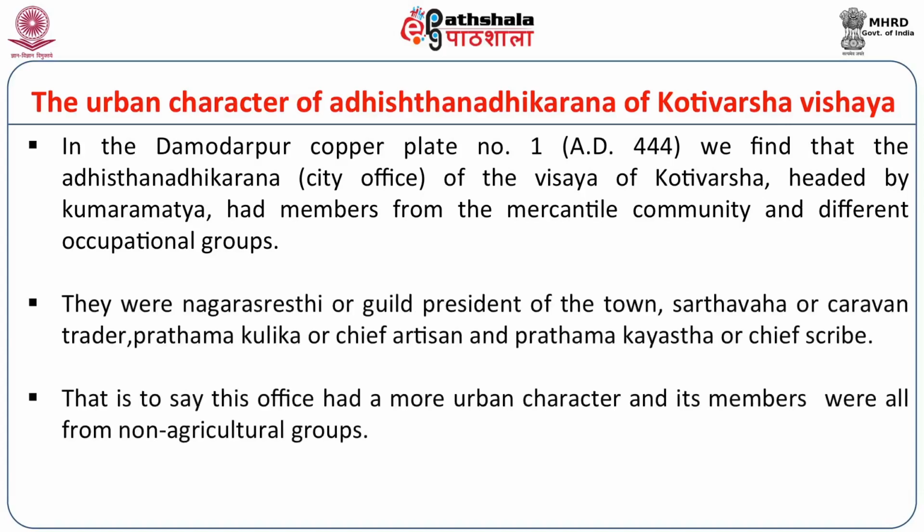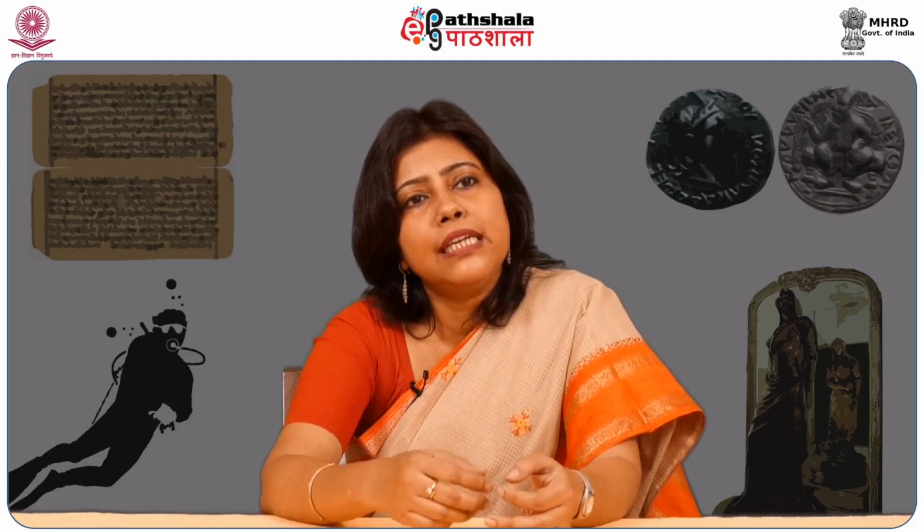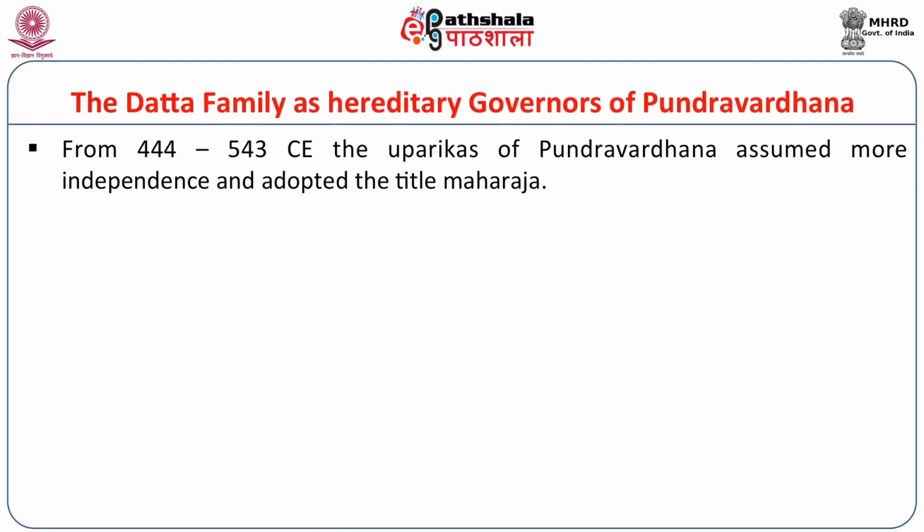Who were they? They were the Nagara Sreshthi or the guild president of the town, the Sarthavaha or the caravan trader, the Prathama Kulika or the chief artisan, and the Prathama Kayastha or the chief scribe. That is to say, this office had a more urban character and its members were all from the non-agricultural groups. But please remember that all these non-agriculturists were actually entrusted with the duty of deciding which land should be sold to the applicant.